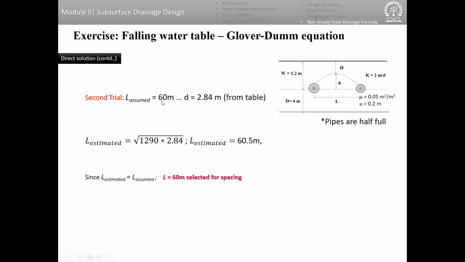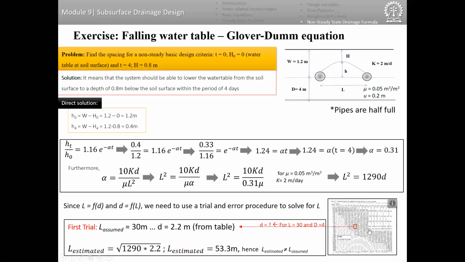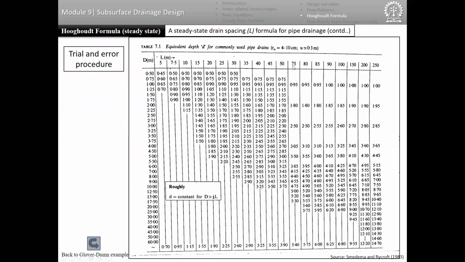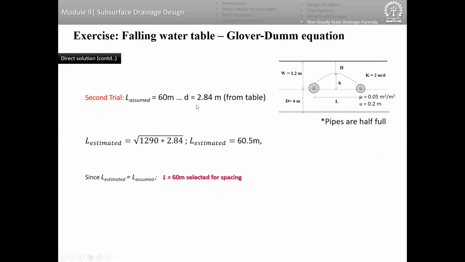So let's assume L is equal to 60 meter. For capital D, the depth to the impermeable layer, you have to find the value using interpolation. Let's say that value comes as D is equal to 2.84. If you substitute those values, you arrive at an estimated L of 60.5, which is close to our initial assumed value. So we can select this value of D and this value of L. This spacing can be selected.